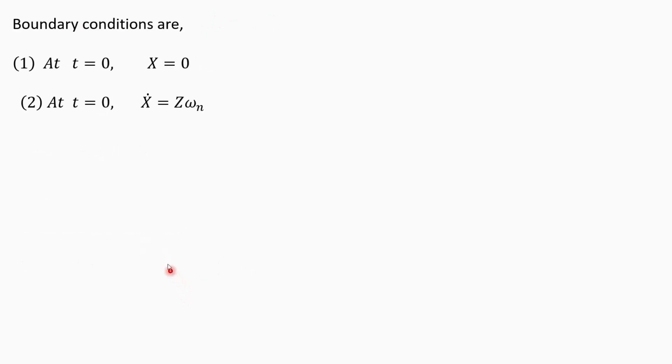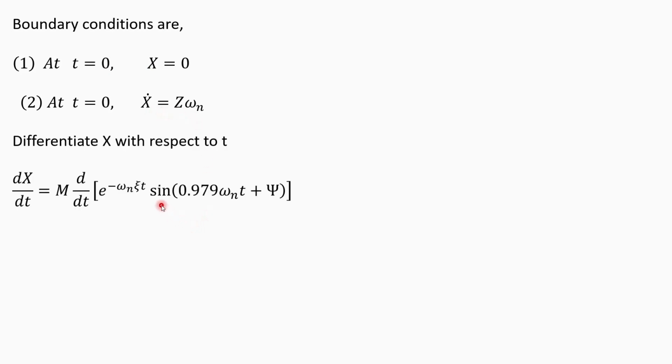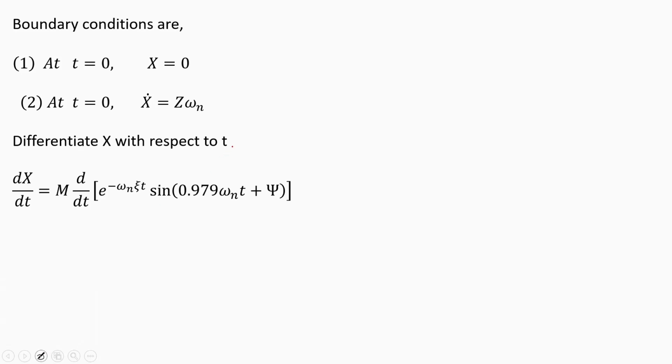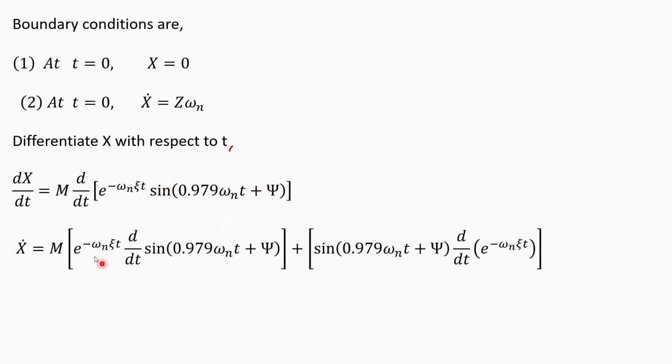So boundary conditions are same. That is, initially displacement is 0 and initial velocity x dot is z omega n. Now important part is we have to differentiate with respect to t. So if you differentiate this equation with respect to t, m is constant as we know. We have to find out derivative of this entire term. So here also we'll use the product rule. This is u and this is v, suppose. So we can say that u derivative of v plus v derivative of u.